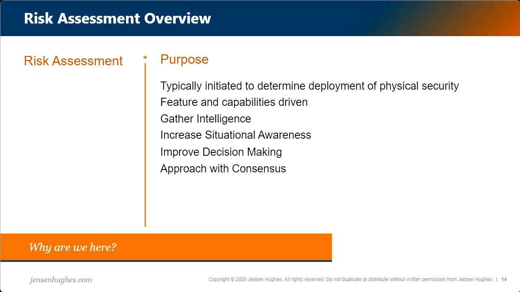So why are we here? What is a risk assessment overview? Well, the purpose is to initiate and determine the deployment of potential additional security features. And those, overall labeled as physical security, it's not just technology. We're looking at bollards. We're looking at fencing. We're looking at reinforced windows and doors, whether it's the deployment of ballistic glazing or other features.